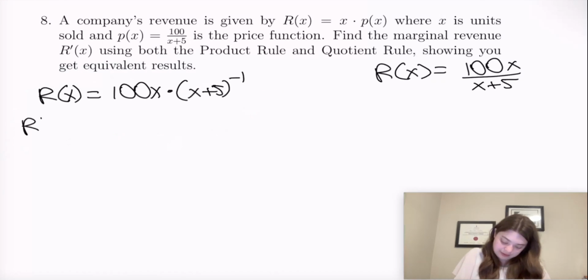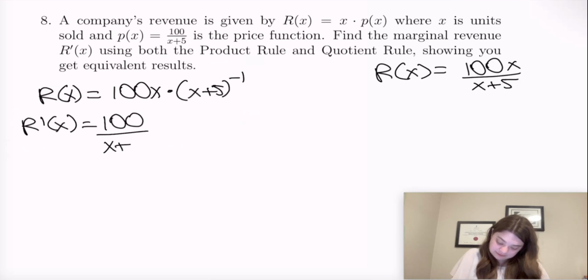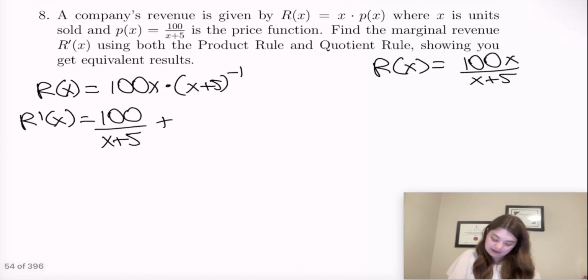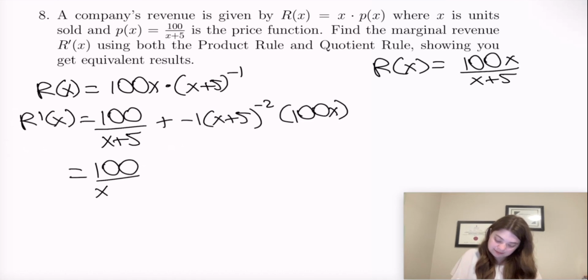So product rule, recall that it's derivative of the first, which is 100, times the second, which is (x plus 5) in the denominator, and then plus derivative of the second. What's the derivative of the second? It's going to be negative 1 times (x plus 5) to the power negative 2 times the first, 100x. And so that's going to be equal to 100 over x plus 5 minus 100x over (x plus 5) squared.